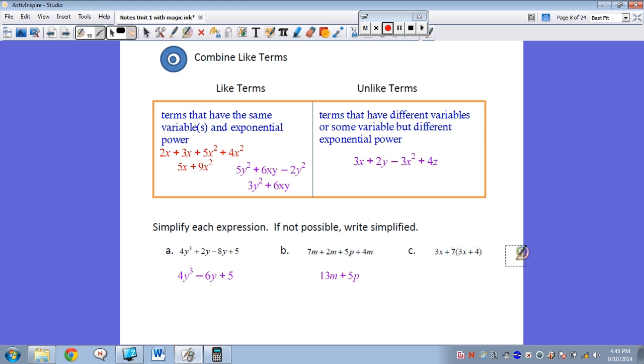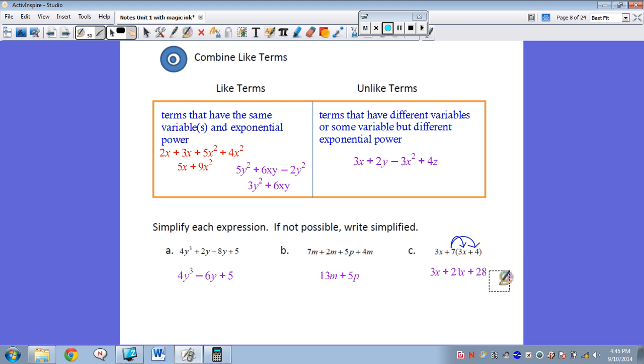And then the last one, you've got 3x plus 7 times the quantity 3x plus 4. We just talked about the distributive property. You have the 7 on the outside, so you want to make sure you distribute that 7 to both the 3x and the 4. So you can rewrite that as 3x, 7 times 3 is 21x, okay, and 7 times 4 is plus 28.